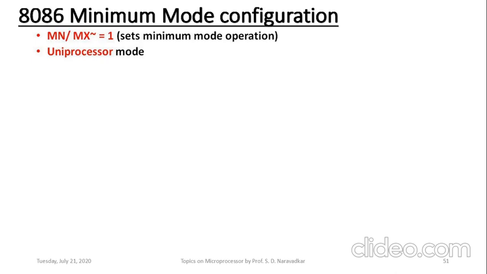As we know that the MN/MX bar pin is very important and that will decide the mode of operation of the microprocessor. When MN/MX bar is equal to 1, the processor is set in the minimum mode operation. And when MN/MX bar is equal to 0, the processor works in maximum mode operation. So as the minimum mode configuration is to be discussed now, MN/MX bar is equal to 1.